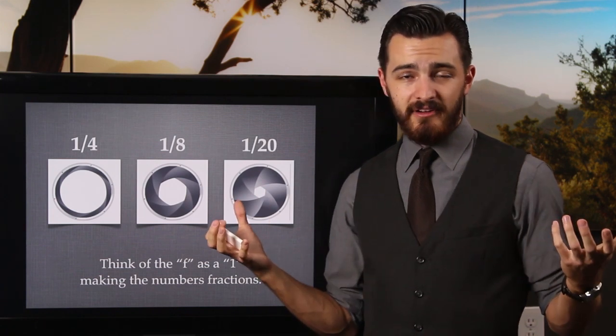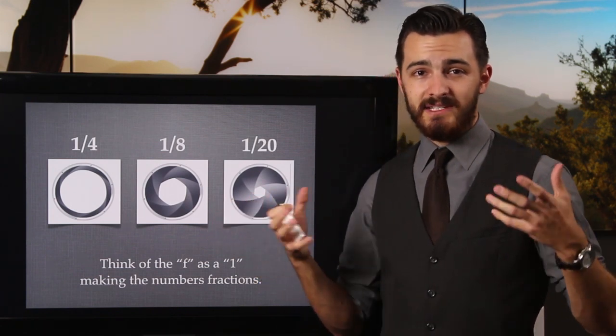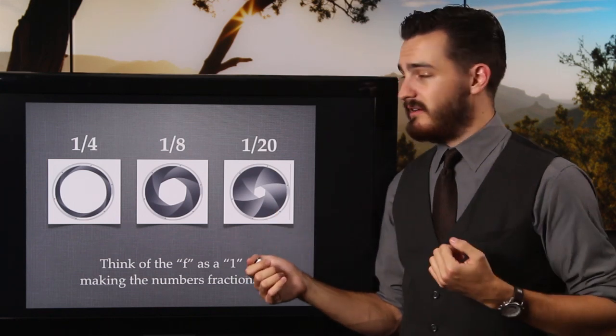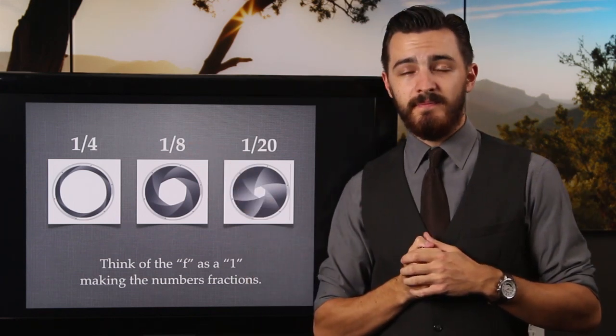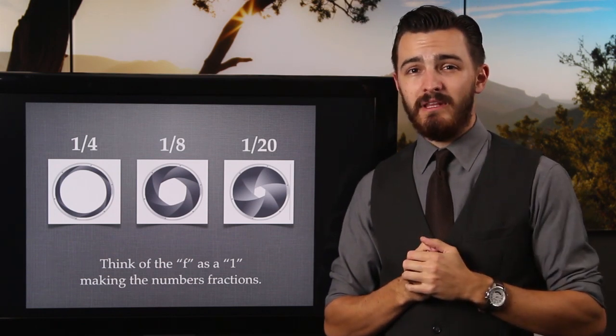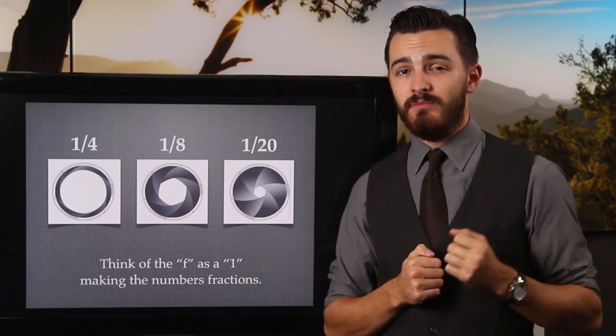Now what's f? F divided by a number, what does the f mean? Well, the f is the variable in the formula for how they figure out these numbers. And that f is representing focal length. And the focal length is how much your lens is zoomed in.